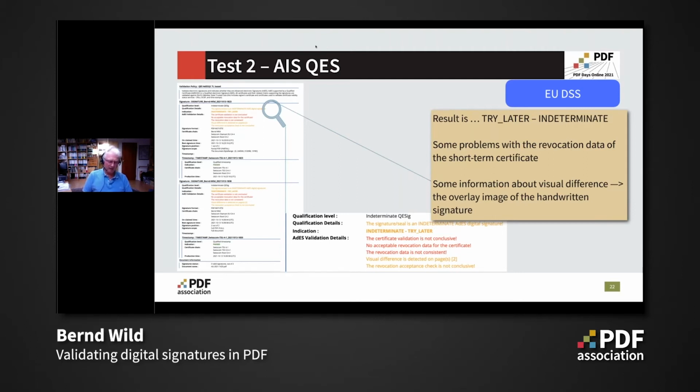And if you really look at the validation report, you see there is some problem with the revocation information of the short-term certificate. It also states that there is some information about the visual difference of the overlay image of the handwritten signature. You have seen that this was my signature overlaid over the text, and it's just a hint that there could be a problem when overlaying such annotations. But the major problem is that it cannot look up reliable revocation information about the certificate. Therefore, try later, perhaps later this information will be available for checking.